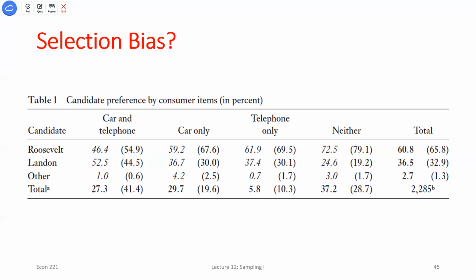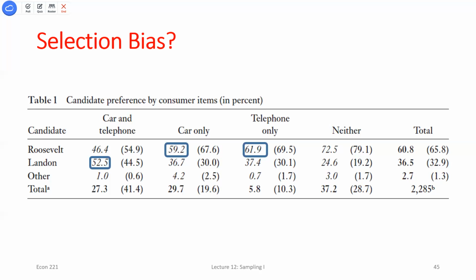What they found was that of people who owned a car and telephone, 53% actually did vote for Landon. This is pretty close to what the poll got, 57%, so a little bit off, but that was because they were only selecting people who had a car and telephone. Well, they made up only 27% of the population at the time. If we looked at people who only owned a car or only owned a telephone, it gets interesting.